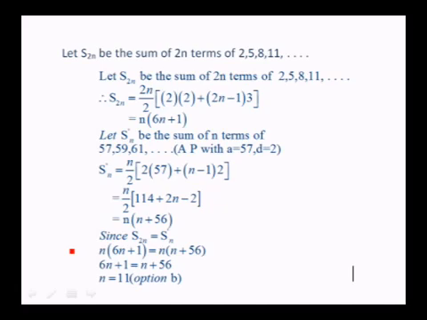But it is given that S2n is equal to Sn dash. Therefore, n into 6n plus 1 is equal to n into n plus 56. So if you cancel n on both sides, 6n plus 1 is equal to n plus 56, or n is equal to 11. So option B is the answer.